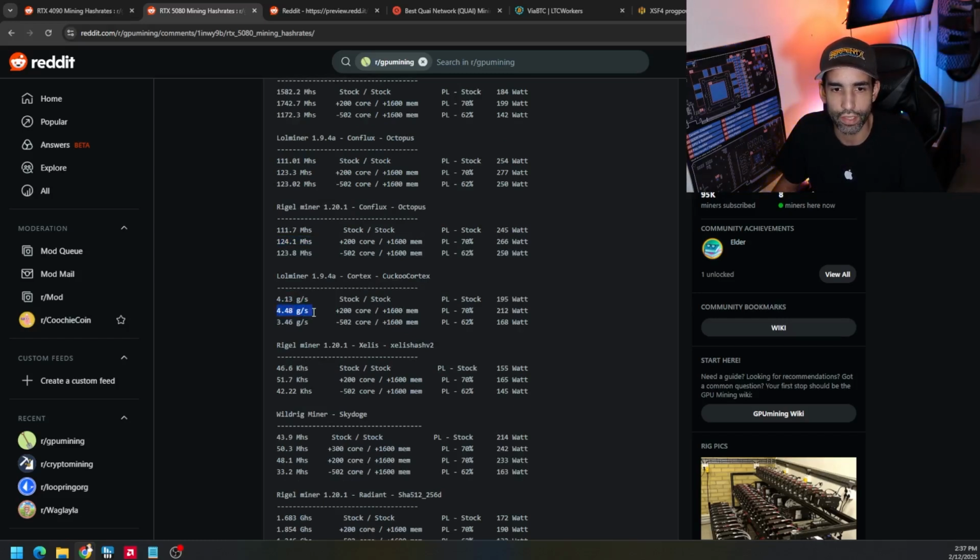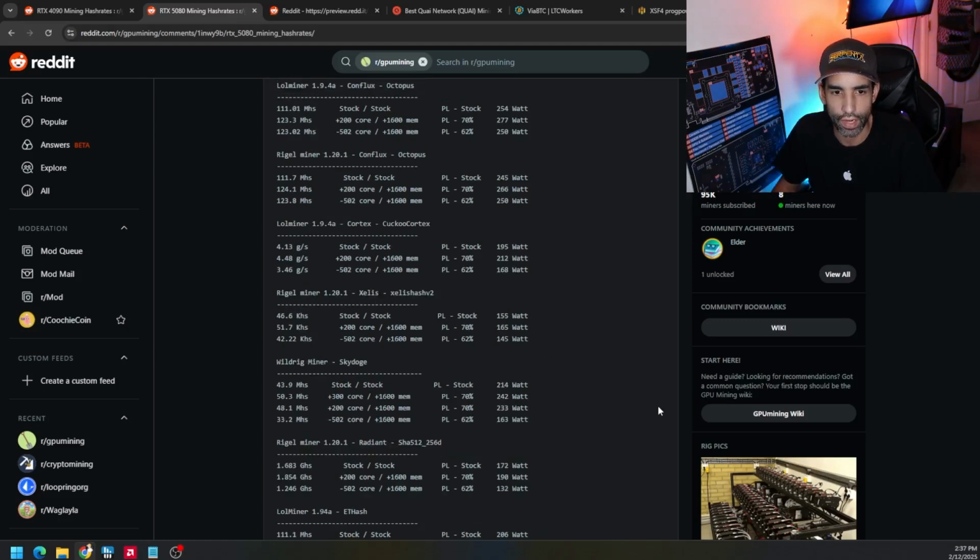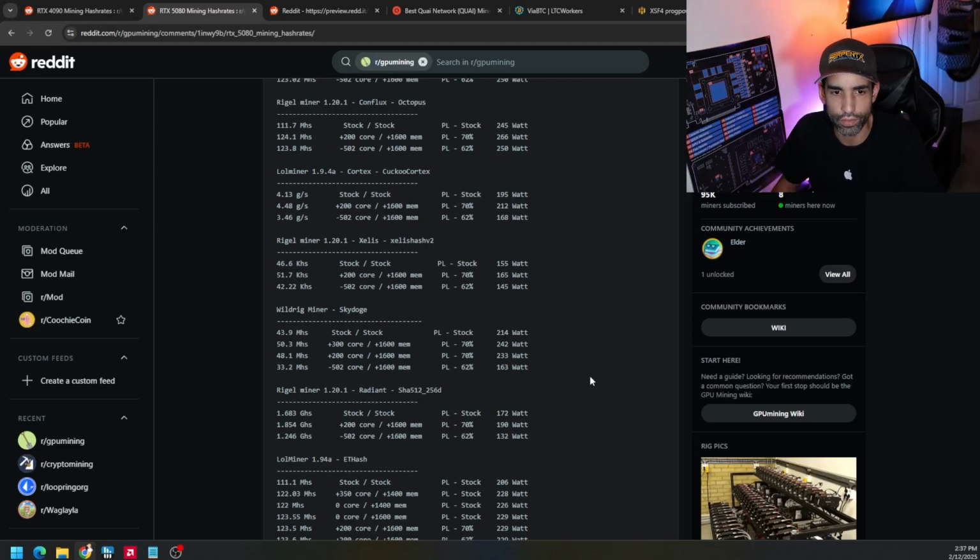4.48 gigahash for Cortex at 212 watts, and 51.7 KHS for Xilis at 165 watts. And then we got either 48.1 at 233 or 50.3 at 242, which is SkyDoge on Wild Rig Miner. I didn't put the version. I probably should put the version in there.